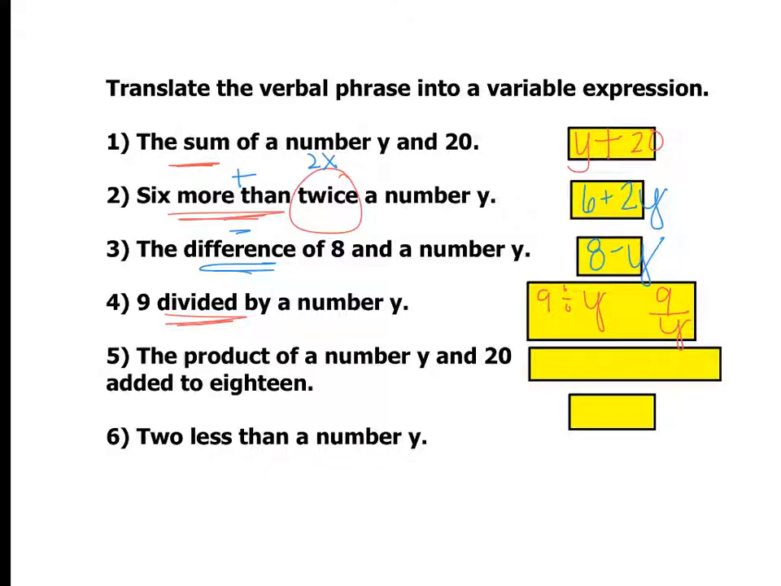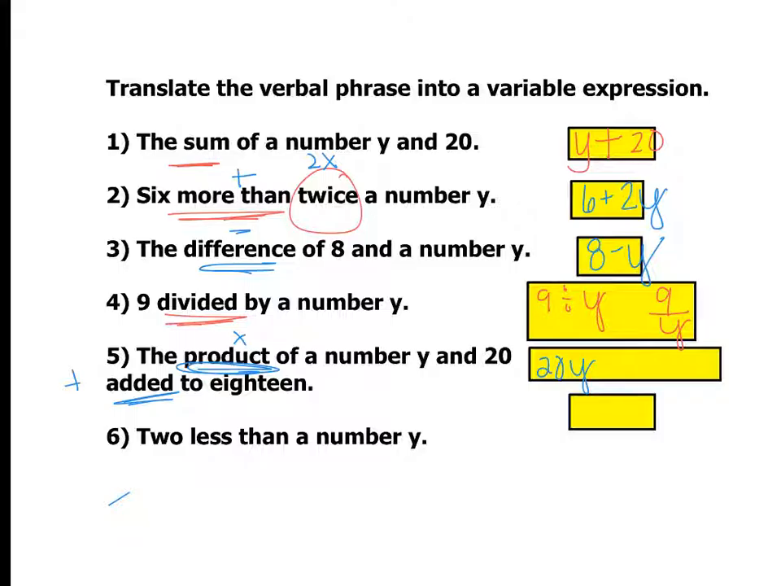Number 5, the product of a number y and 20 added to 18. Product, meaning multiplication. Added to, of course, means plus. So what are we to multiply? The product of a number y and 20. So we say 20 times y.